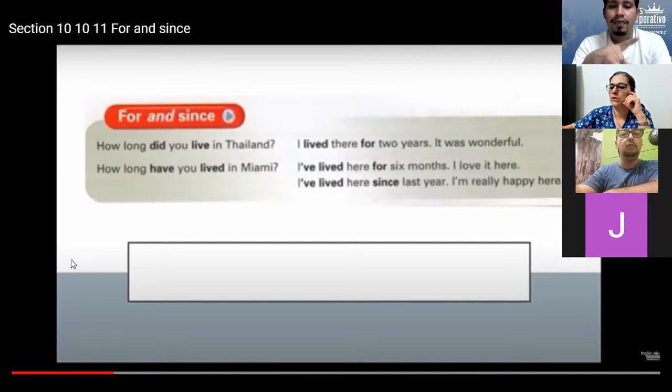In the case of the present perfect, in the question we have, like, how long have you lived in Miami? We have two different options for answering that question. The first one says, I've lived here for 6 months. I love it here. And the second option is, I've lived here since last year. I'm really happy here. In the first one, we have just the use of for. In the second one, we have the use of since. Give me a second.